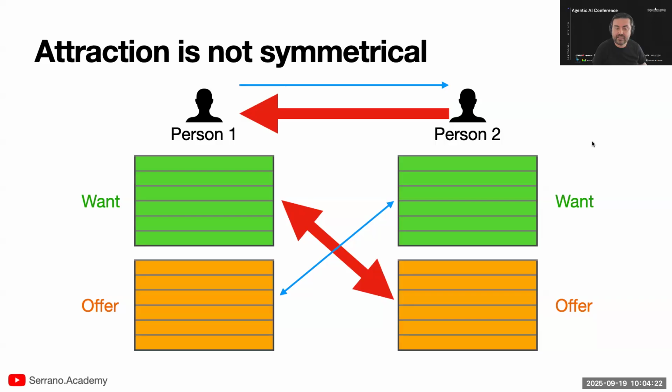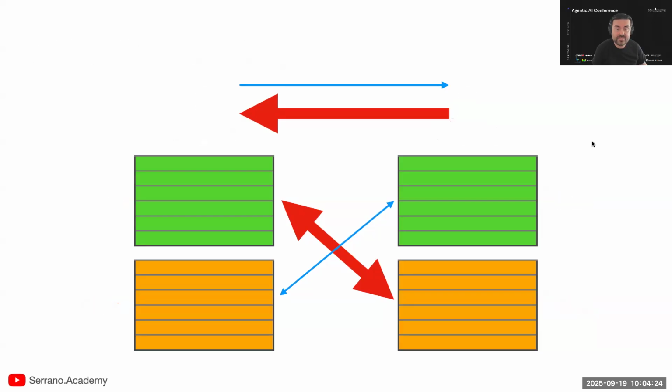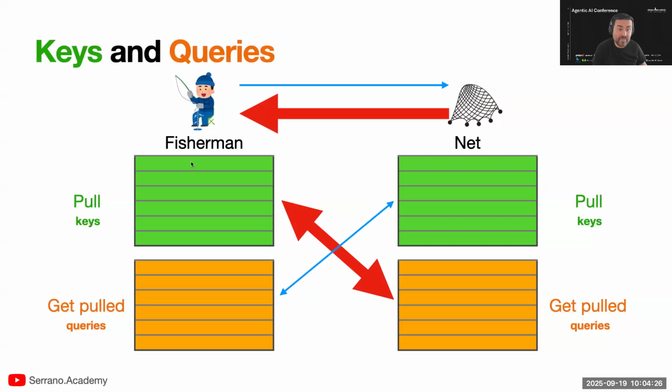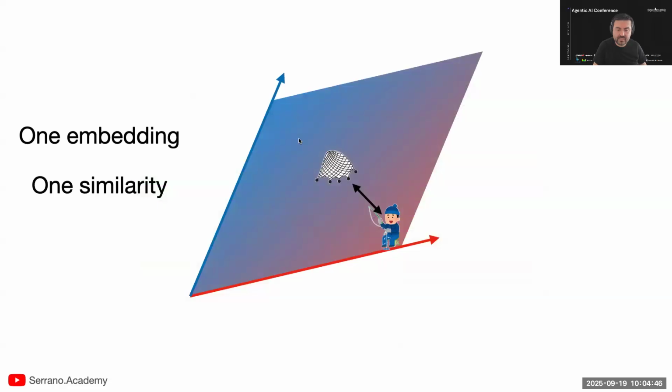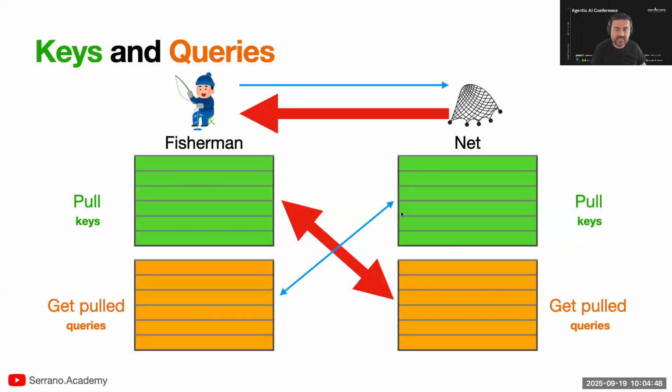So the same thing happens with words, okay? In my embedding for fisherman, I have a lot of properties of the word fisherman and the word net, and I don't want to match them one by one. I want to match the features that pull other words, which I'm going to call the keys, with the features that get pulled by other words, which I'm going to call the queries, and that tells you how much fisherman pulls net, and vice versa. When I want to see how much net pulls fisherman, I match these with this, okay?